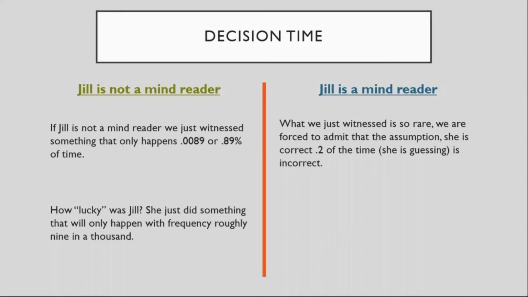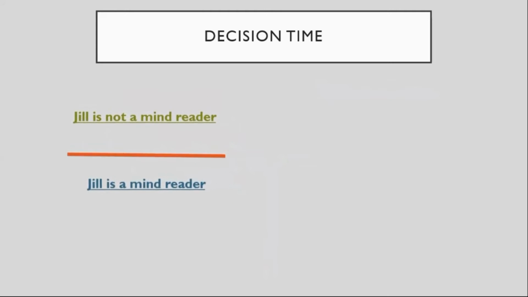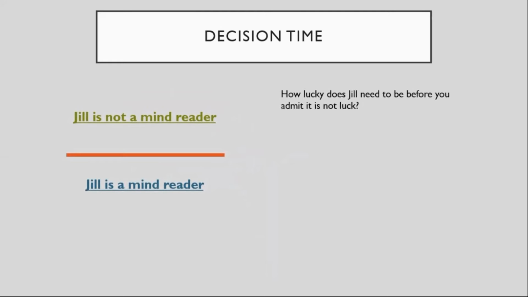The other decision we can make is that she is a mind reader. For this to happen, we would be forced to admit that she did something so astronomically rare that she can't just be guessing. So how lucky does she need to be before we have to admit it wasn't luck, right? How do we determine where this decision line lies?